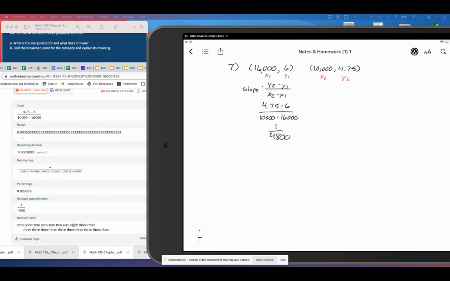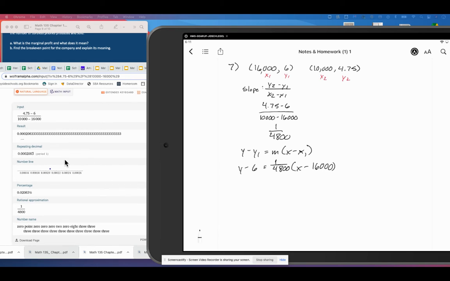So now that we have our slope, we can go ahead and move into point-to-slope form. And so we will have y minus y1 equals m times x minus x1. We've got y minus 6 is equal to 1 over 4,800 times x minus 16,000.